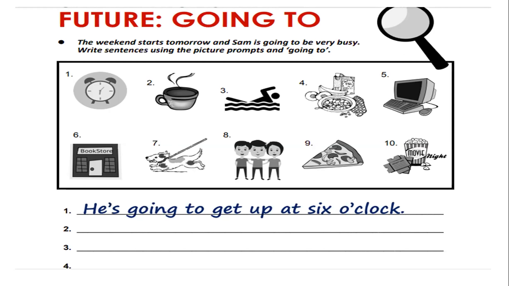Number 8. Let's see. Something that we have been missing. Yes, please. Adelante. I'm going to dance with my friends. Yes, I'm going to dance with my friends. That's a good example. We have been missing dance with our friends. Or we can say, he's going to visit some friends. That's something that we have been missing in these days. Yes, excellent.